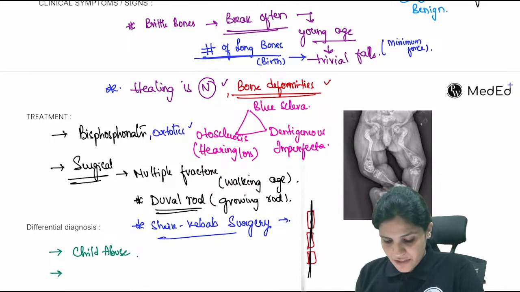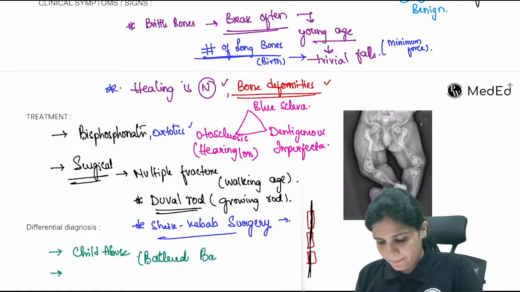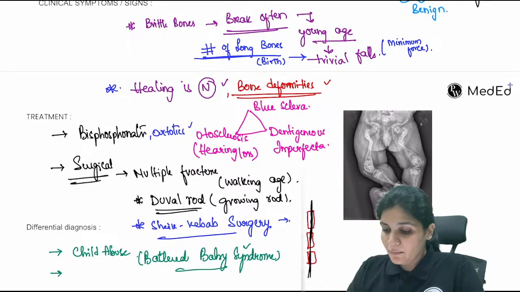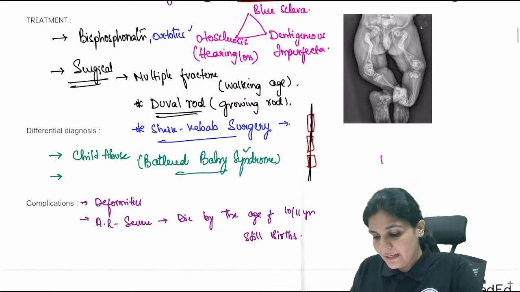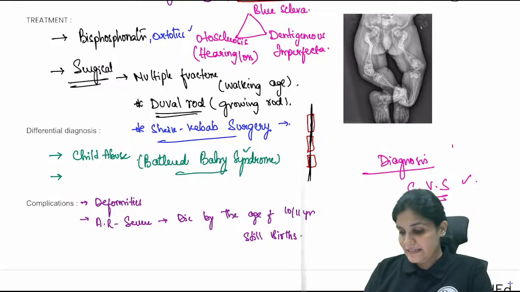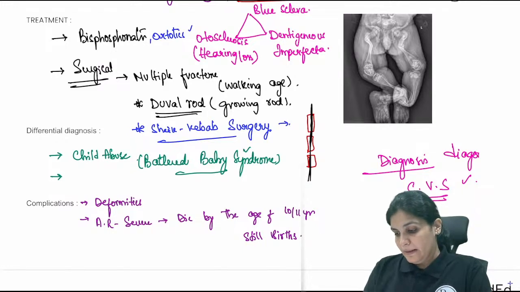So child abuse is nothing but your battered baby syndrome, right? And one more thing is, how do you diagnose it prenatally? What they do is chorionic villus sampling, and then they diagnose it prenatally, right?